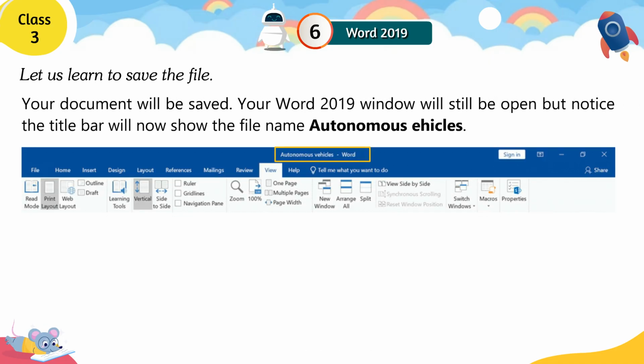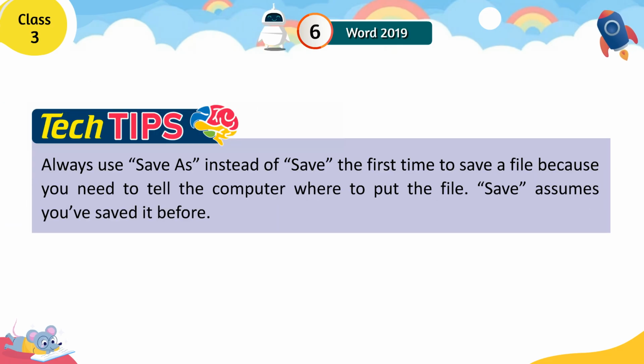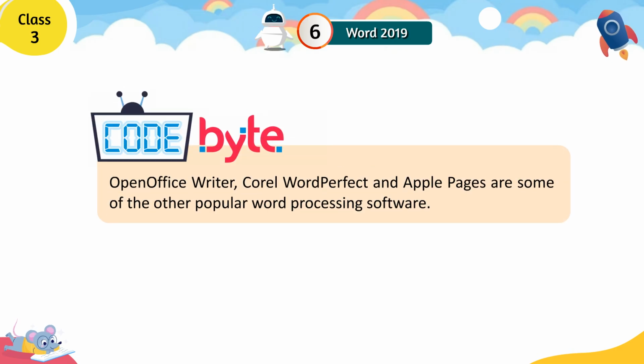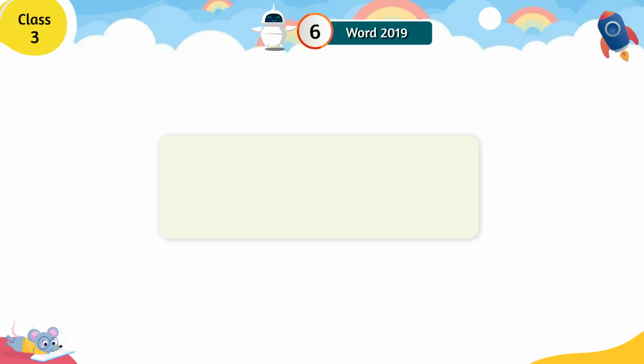Your Word 2019 window will still be open, but notice the title bar will now show the file name Autonomous Vehicles. Tech tips. Always use Save As instead of Save the first time to save a file because you need to tell the computer where to put the file. Save assumes you've saved it before. CodeByte. OpenOffice Writer, Corel WordPerfect and Apple Pages are some of the other popular word processing software.